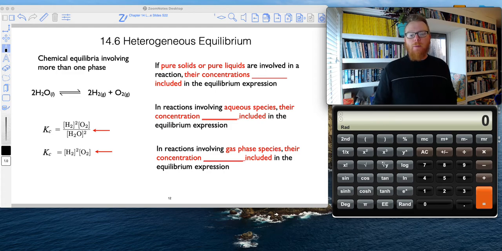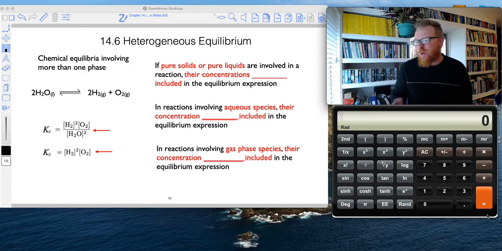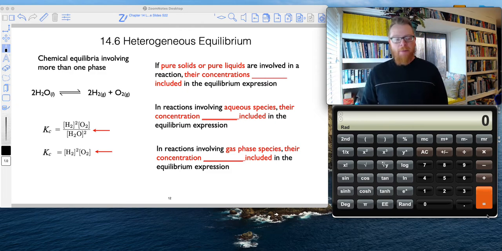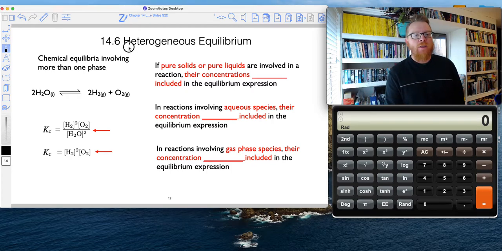So now I'm jumping into section 14.6 next here, as you can see. I'm not skipping 14.5. I just do things in a certain order that I like, so you get used to that. You might see me jump over one section and then circle back around to it. Okay. So 14.6, heterogeneous equilibrium.